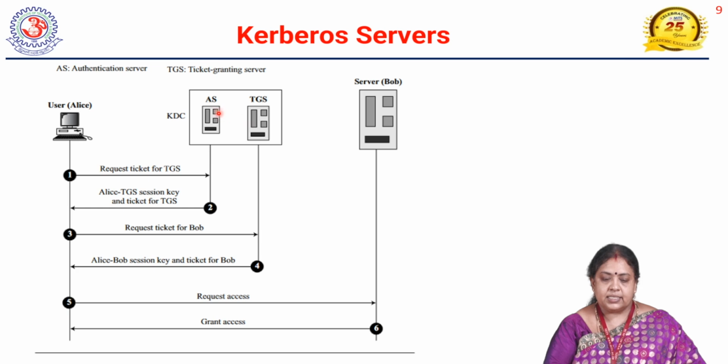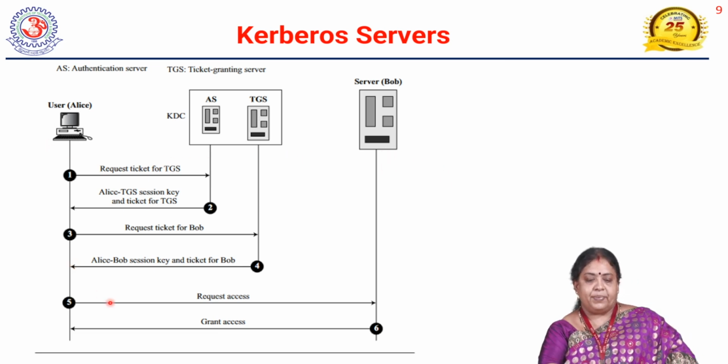The authentication server verifies the identity of the user. Then it gives a ticket to contact the TGS, that is, the ticket granting server. So the user can contact the TGS to contact the main server, that is, the real server. That is the scenario. So let us see in steps what happens.